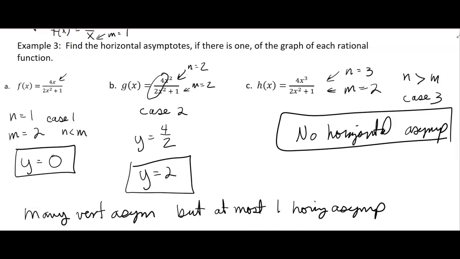Okay. And that's how you do horizontal asymptotes. So it's a little bit to remember. You might want to make yourself a little chart or put it on your note page, of the 3 different cases.